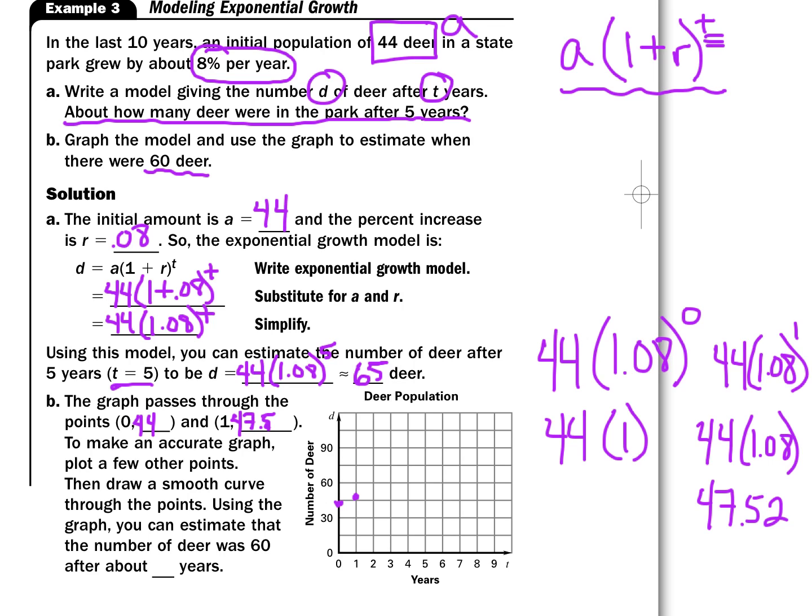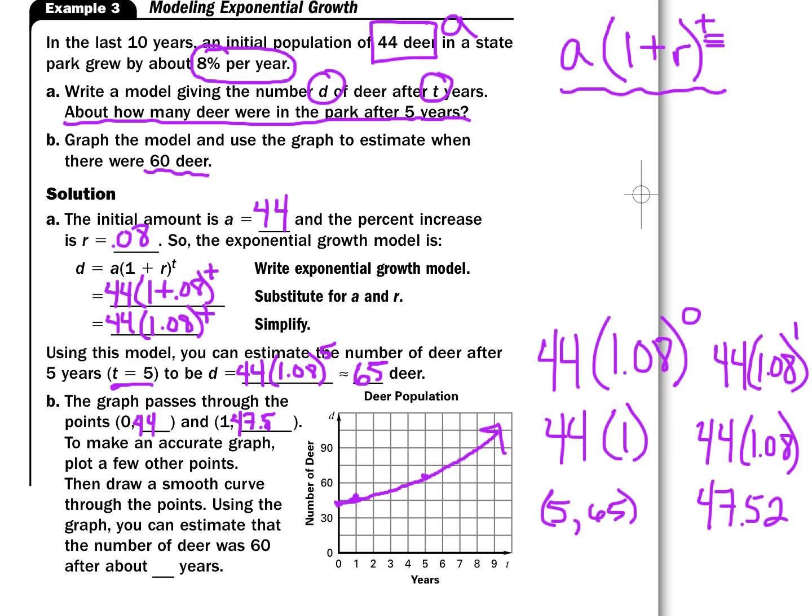And then I already know 5, 65. So if I go to 5, 65, that's going to be about a third of the way up above the 60 mark. So now if I try and curve this, it's going to look something like that. It's a very gradual curve.